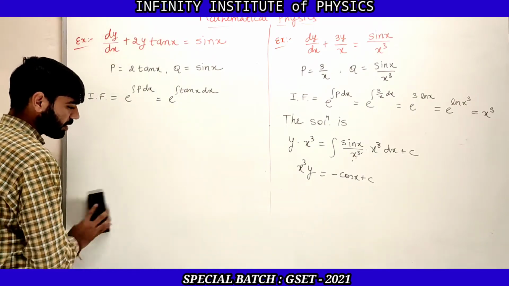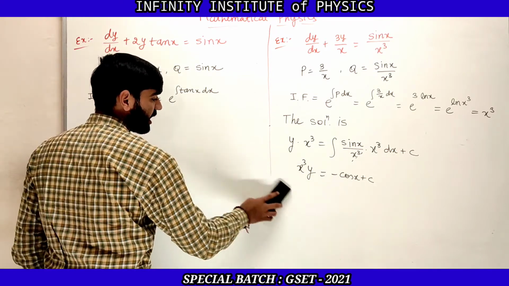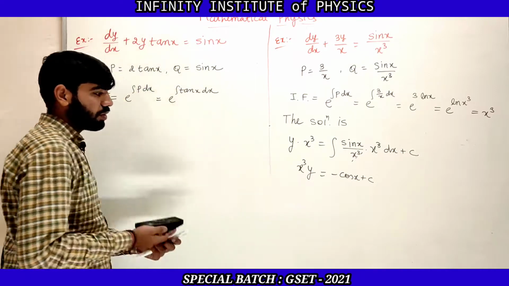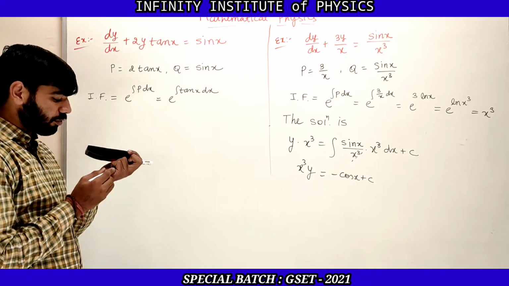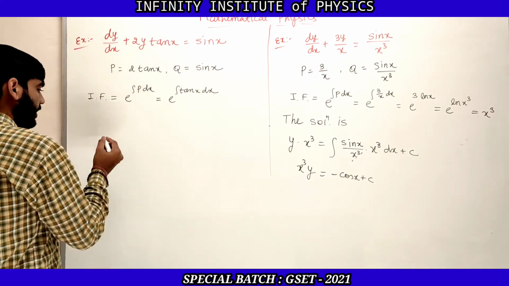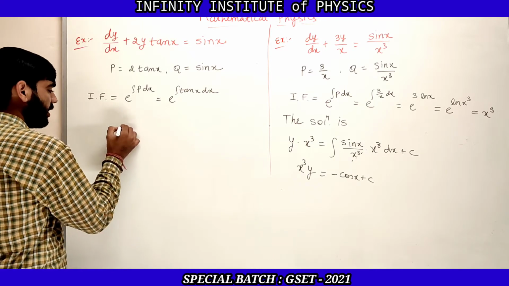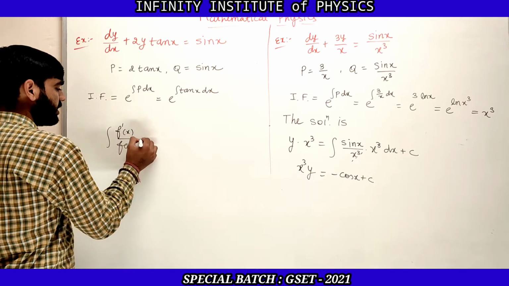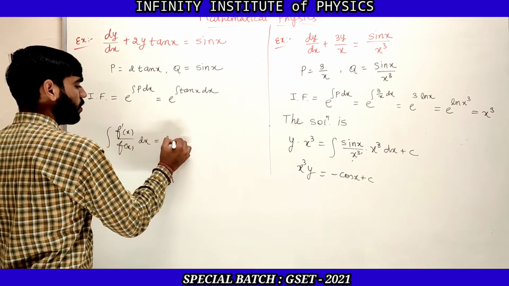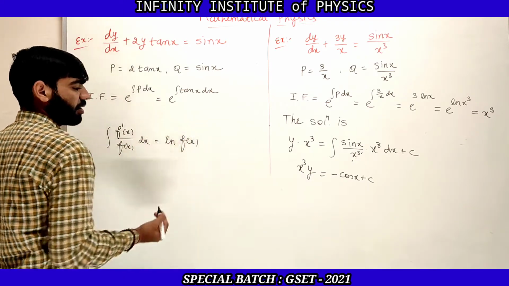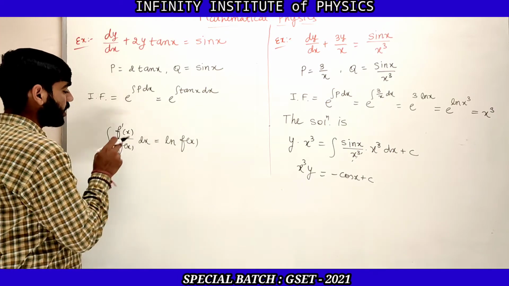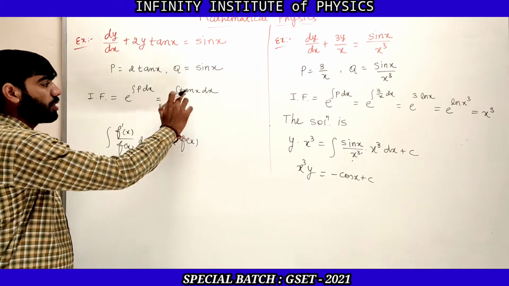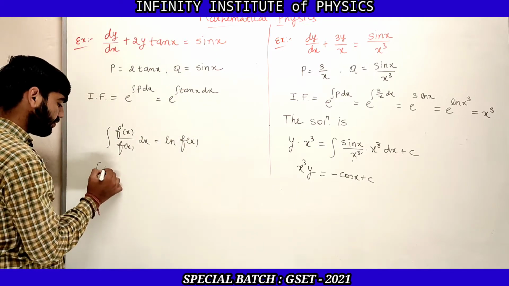If you don't remember that formula, then there is one more trick that you already studied in 11th-12th science. That formula is integration of f dash x upon f of x dx is log of f of x. If the derivative of the denominator is the numerator, then the integration will be log of f of x. So now here we have integration of tan x.